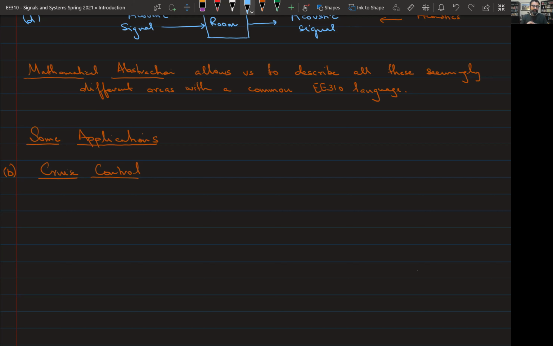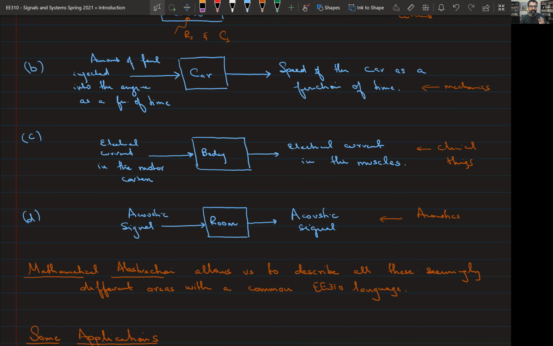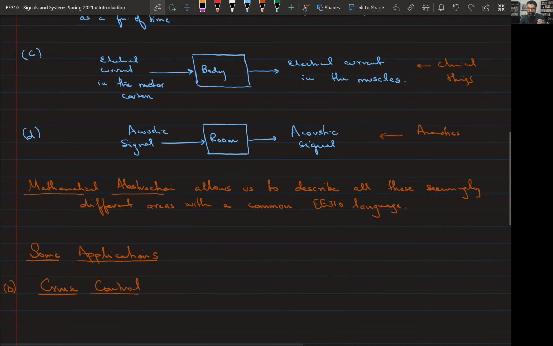Now, in order to build a system which can maintain the speed of the car at a certain level, you need to know exactly how the system behaves, right? Where the input is the amount of fuel, so you know how much fuel you would need to inject in order to achieve a certain desired speed. Okay, so that system is called a cruise control.